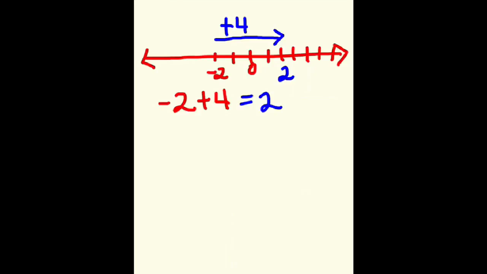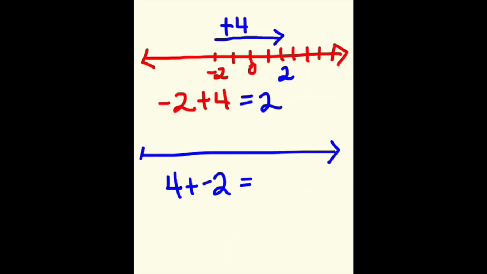Let's prove that it's true with the commutative property. 4 plus a negative 2. Does that also equal 2? Now it's very important when you switch your numbers, when you're using the commutative property, if you're talking about positive and negative numbers, you must keep the sign with the number when you switch the order. Okay, so we would start here now.